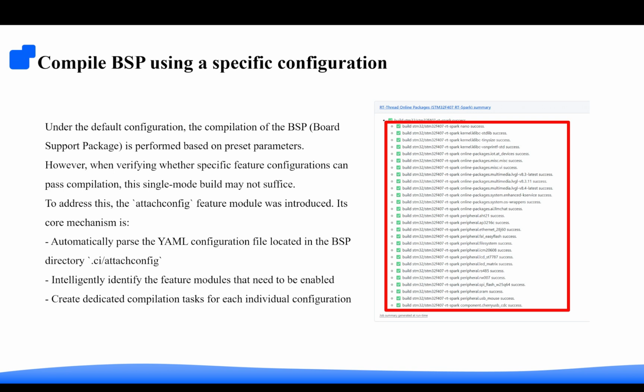By default, the BSP compilation is only based on the preset default configuration. However, in order to verify whether a specific functional configuration can be successfully compiled, a more flexible method is needed. Therefore, the attachconfig functional module is introduced. Its working mechanism is as follows. Automatically parse the YAML configuration files in .ci/attachconfig under the BSP directory. Intelligently identify the functional modules that need to be enabled. Create exclusive compilation tasks for each independent configuration.